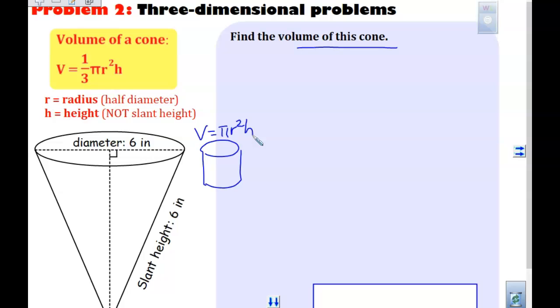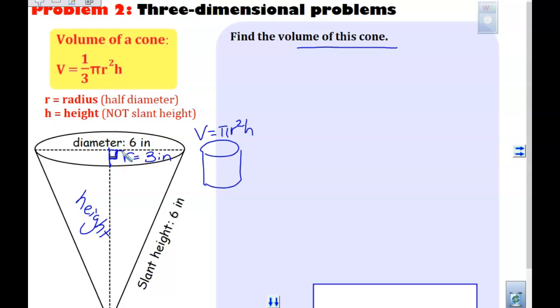Our radius is always half the diameter. In this problem, the diameter is 6, so our radius would be 3 inches. So we have the radius that we need for our formula. This is the slant height. It is not the height. I want you to make sure you write in, this is our height going here. The height and the radius are always perpendicular, a right angle.